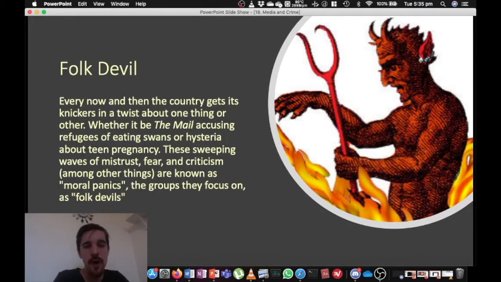So the media can portray a group of people as highly deviant. Every now and again, the country gets a bit uptight about one thing or another, whether it be the Mail accusing refugees of eating swans, or the hysteria around teen pregnancies. These sweeping waves of mistrust and fear and criticism are known as moral panics. And the group they like to focus on are the folk devils. These are the people that are believed to be highly deviant, dangerous, or criminal, and they're marked as different.